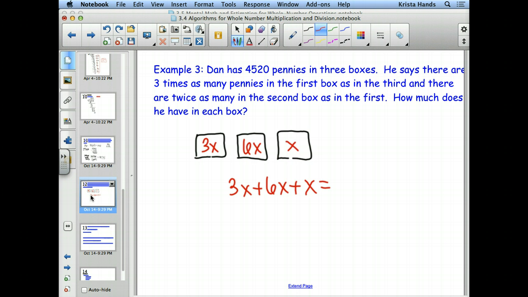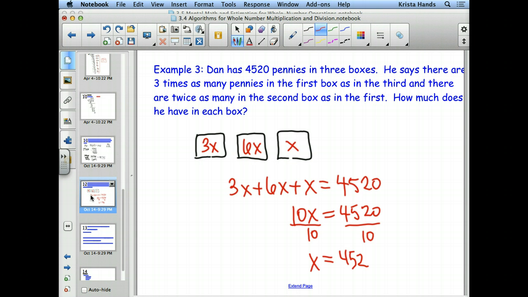What do we want it to equal, Kinsey? 4,500. Excellent. So if I add everything up on the left, what do we get? 10x equals 4,520, and then divide by 10. So what is x? 452. So let's make sure we answer the question, then we'll stop for today.